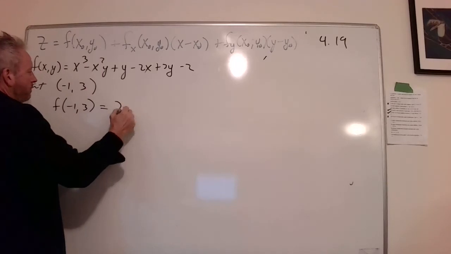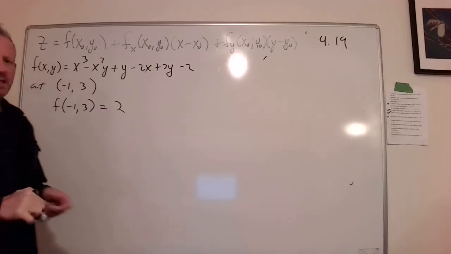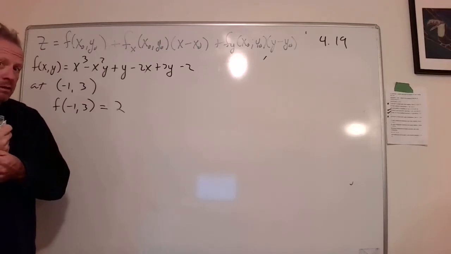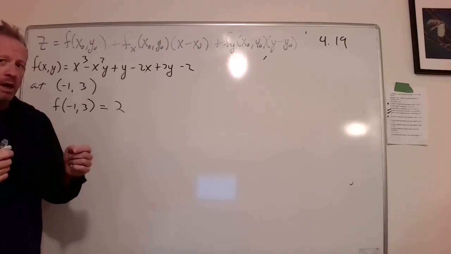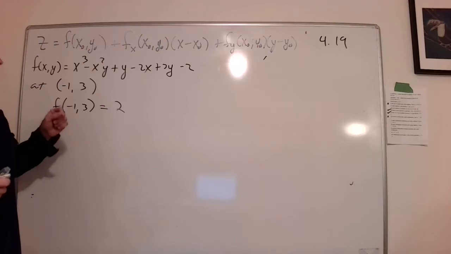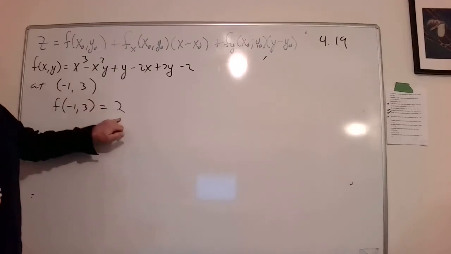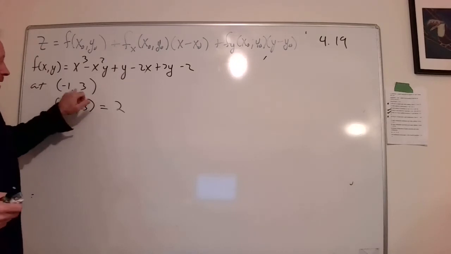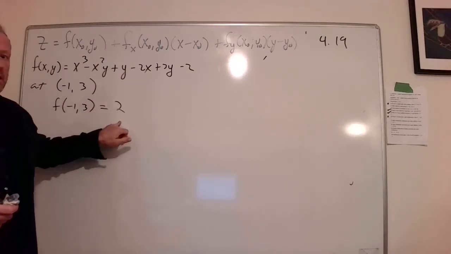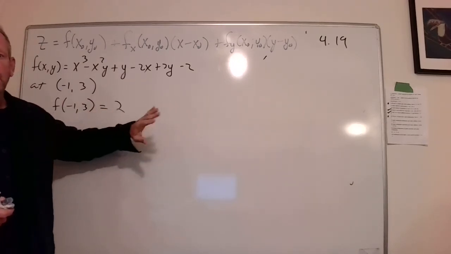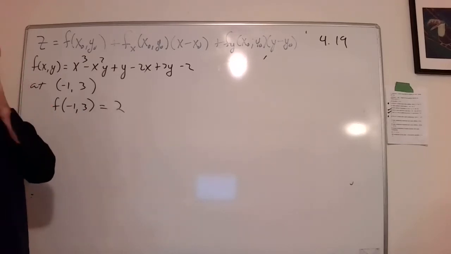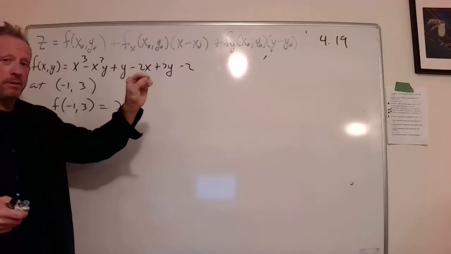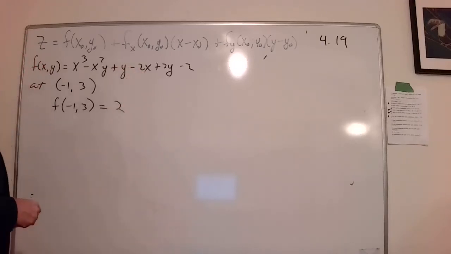So that's 2. Now, one thing to keep in mind, I'm not making a graph, but there is a surface here. And where are we on that surface? We are at the point negative 1, 3, 2. So the actual point on the surface is negative 1, 3, 2. Now, if I was making a graph, that might be important to bring to the forefront and graph that particular point on that surface. What do we have to do next?